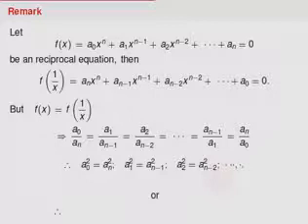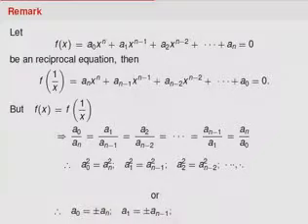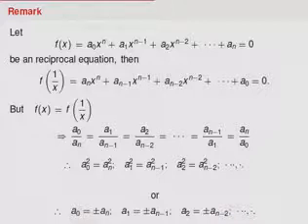Taking the square root on both sides of these equalities, a naught is equal to plus or minus a n, and a1 is equal to plus or minus a n minus 1. Similarly, a2 is equal to plus or minus a n minus 2, and so on. So this gives two possible cases: a naught is equal to a n, or a naught is equal to negative of a n.